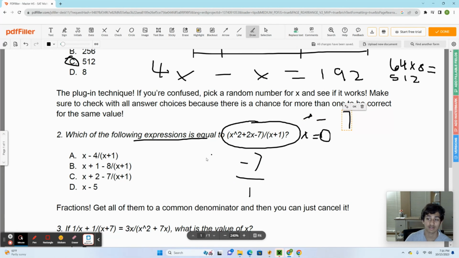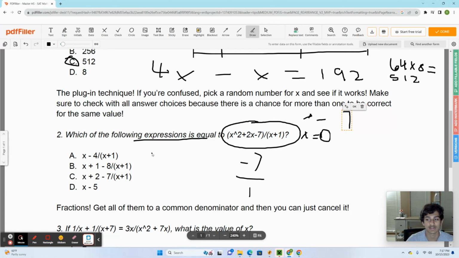Now we just have to plug it into all the answer choices and see which one works. Sometimes, though it's not very likely, you'll find more than one answer choice that gets the same value as you predicted in the very beginning. So I want you to check every single answer choice and make sure that they don't repeat.